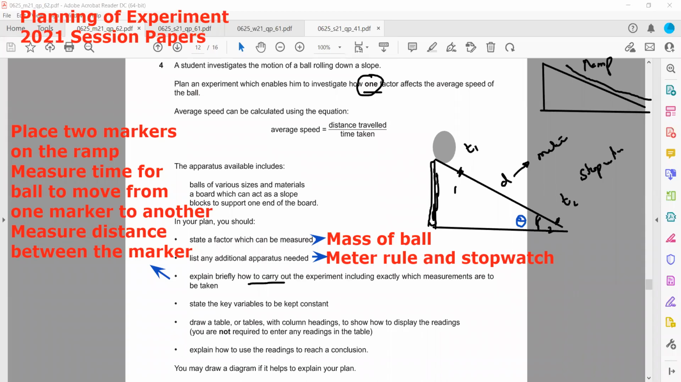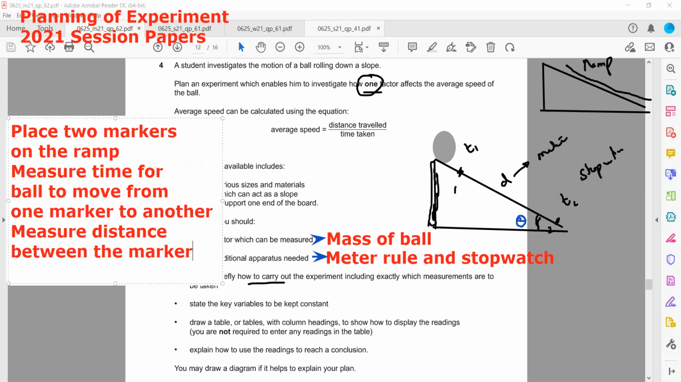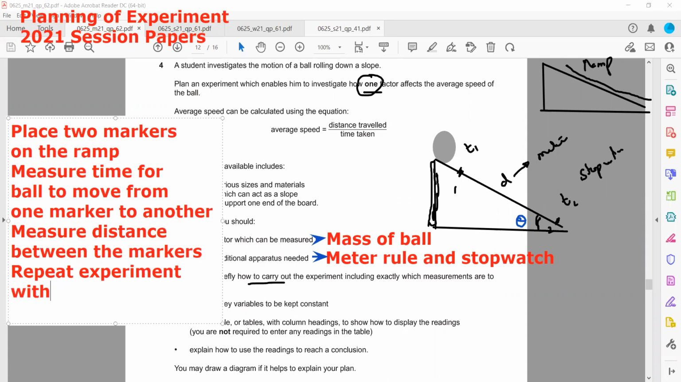And for every experiment, when we are repeating the experiment, because we place two markers on the ramp, we measure the time for a ball to move from one marker to another. Then we measure the distance between the markers. And then we'll repeat the experiment, because we are investigating how the mass of a ball can affect the average speed. So we'll repeat the experiment with different mass of ball.